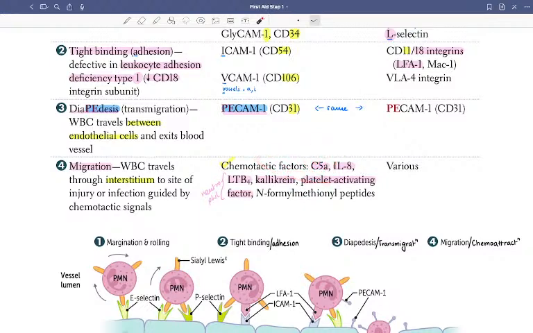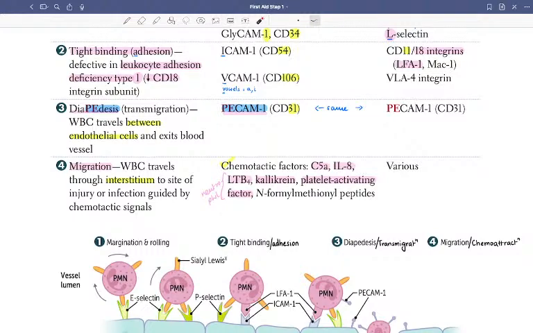This is A. Okay, usually mixed up. C5A, interleukin 8, persistent inflammation, LTB4, calcicril, platelet activating factor, and formyl methionine peptides.